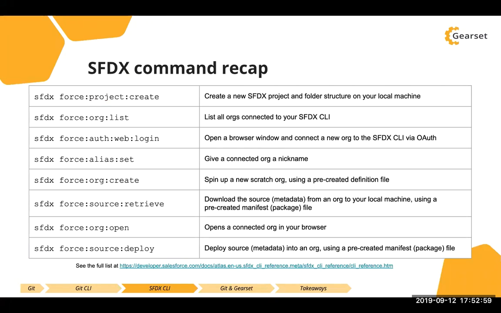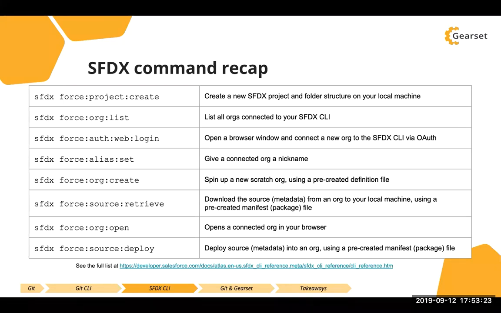You've got the ability to list connected orgs, and then the auth web login to allow you to open a window and actually connect new orgs to your CLI. You've got the ability to set the alias, or the nice name, essentially the nickname for an org. Again, the ability to spin up a scratch org using org create, using your defined package, your org definition file. The ability to pull the metadata, you can source retrieve, open an org using org open.